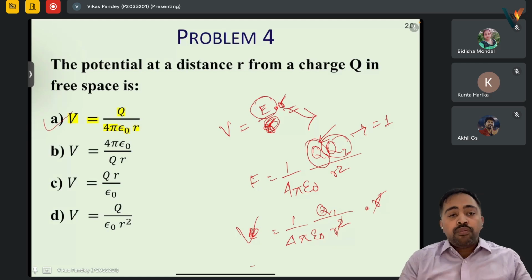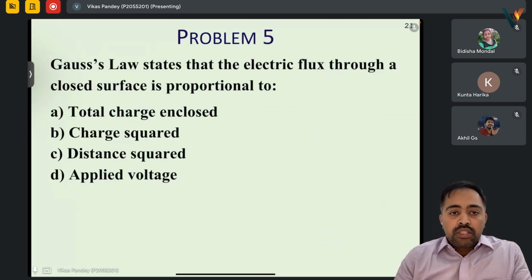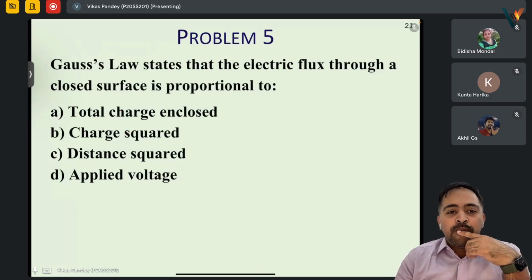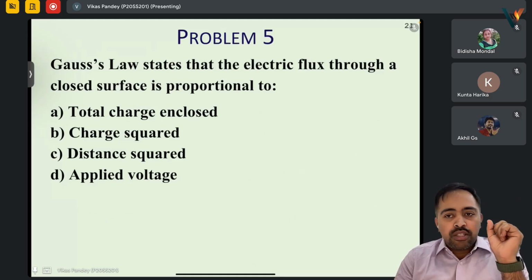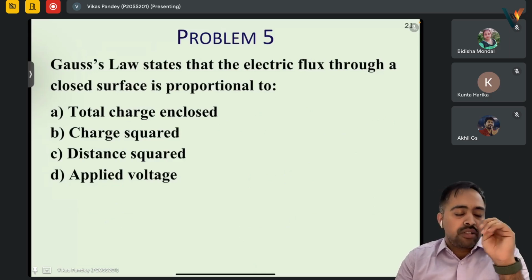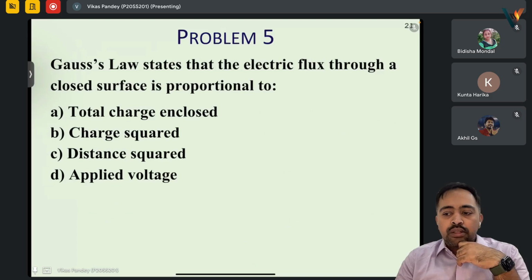Okay. So next is Gauss law states that the electric flux through a closed surface is proportional to total charge enclosed, charge squared, distance squared, or applied voltage. These questions I am asking from Sir's lecture. Sir has covered these things, in the first lecture, sir talked about this.